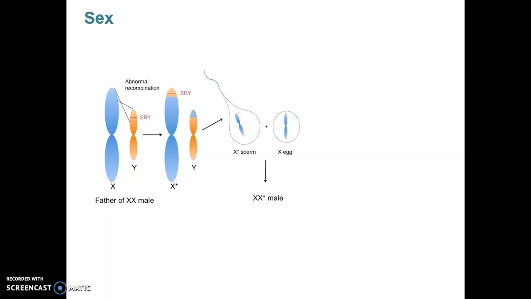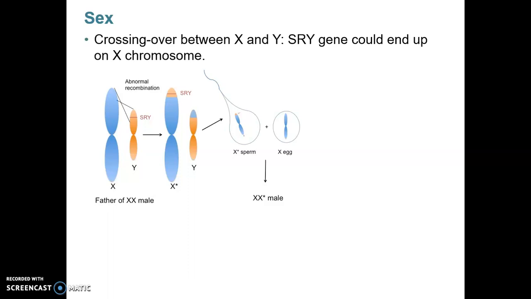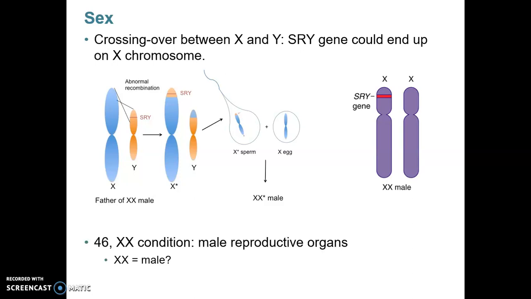But sometimes different chromosomes will exchange genes that they're not supposed to exchange, such as between the X and the Y chromosome here. And in some cases, the Y chromosome will give the SRY gene to the X chromosome through crossing over like this. So now we've got an X chromosome that has been altered, and it has the SRY gene on it. And this could lead to a fetus with no Y chromosome, but they have the SRY gene anyway. This condition is called 46XX.